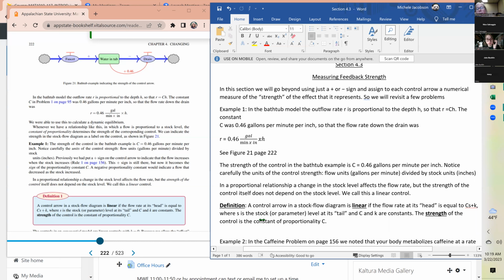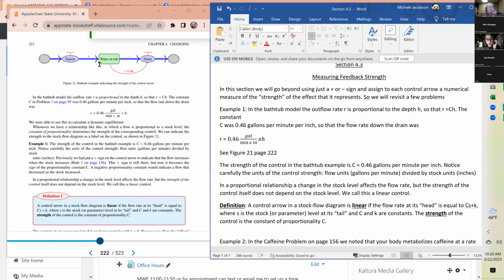A control arrow in a stock flow diagram is linear if the flow rate at its head is equal to C times S plus K, where S is the stock or parameter level, and C and K are constants. The strength of the control is the constant of proportionality. And we get to that later in this section. At the beginning, they're just talking about it. So first they'll explain some other parts using previous examples.